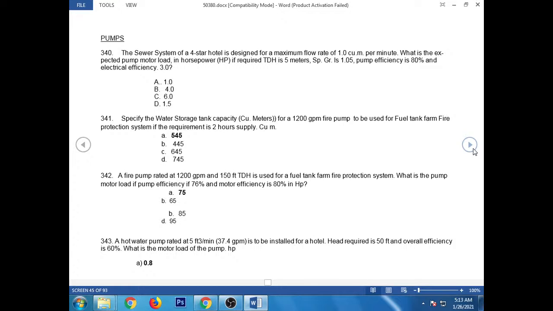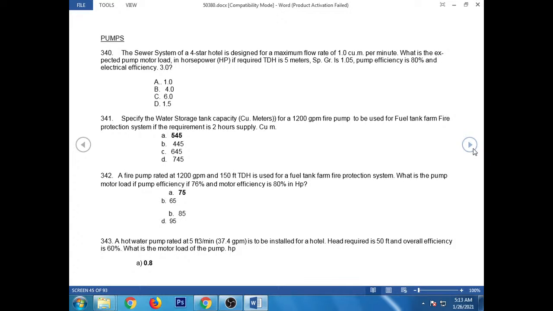Specify the water storage tank capacity in cubic meters for a 1,200 GPM fire pump to be used for a fuel tank farm fire protection system if the requirement is 2 hour supplies. Answer: 545 cubic meters.